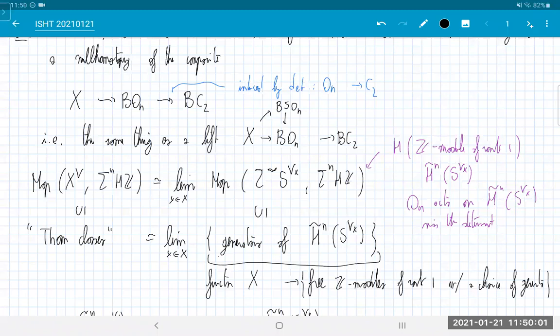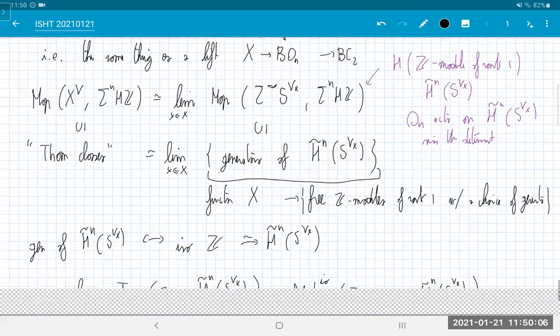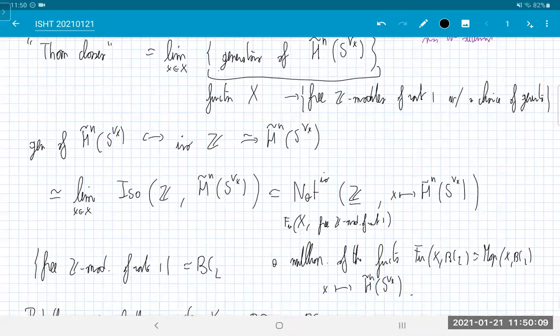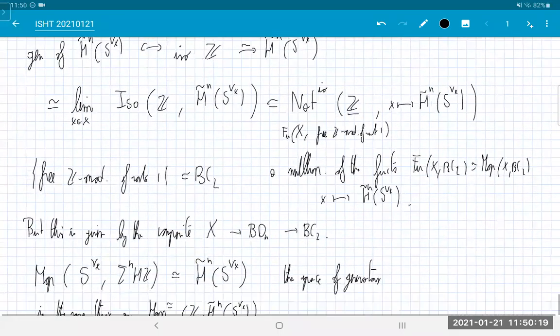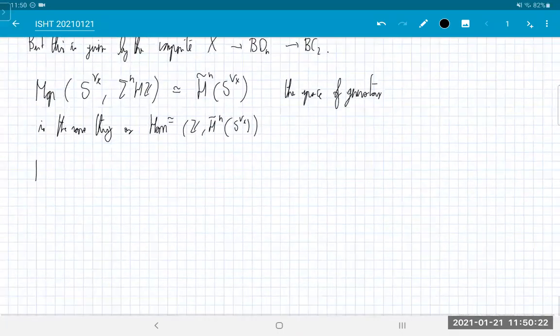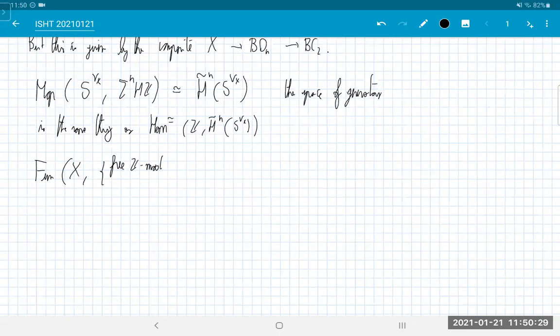Okay, sorry, I have a question. I can completely follow you, this chain of equivalences, until that Thom classes are the same thing as natural isomorphisms from the constant functor Z to this functor X to H tilde N. Yes. Okay, let me. So this is a natural transformation in functors from X to free Z modules of rank 1. Okay, it's a mapping space in this functor category.